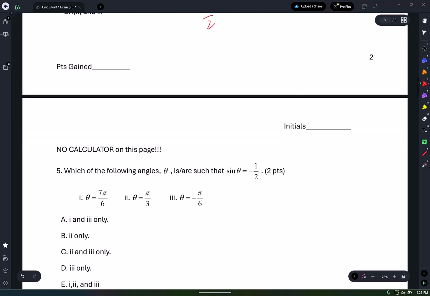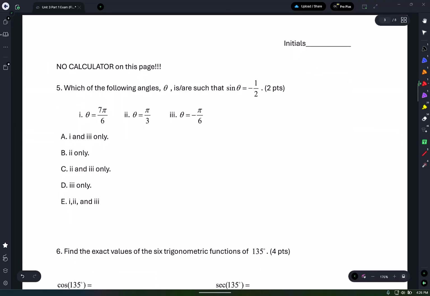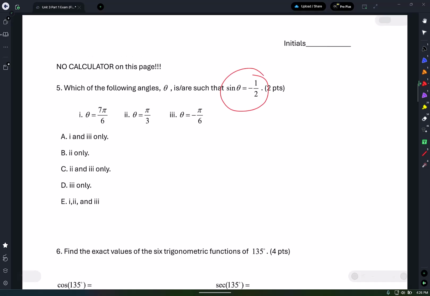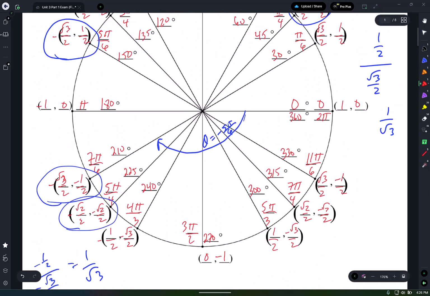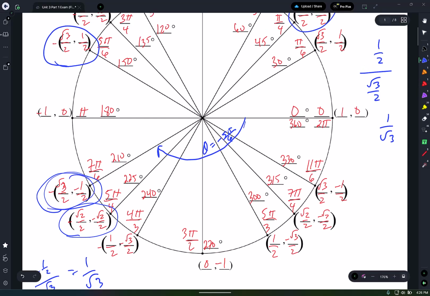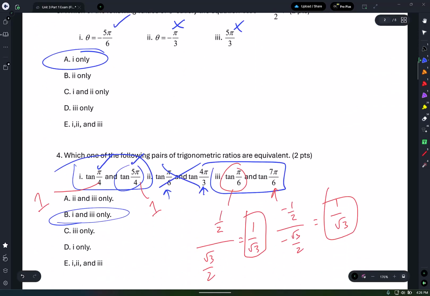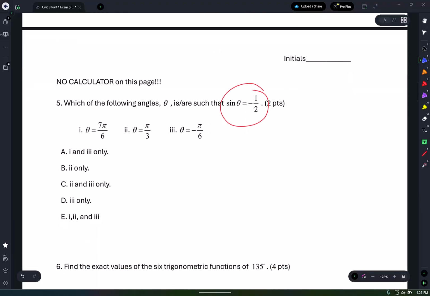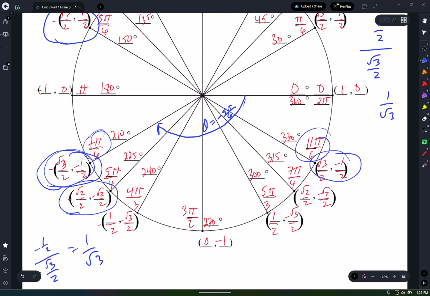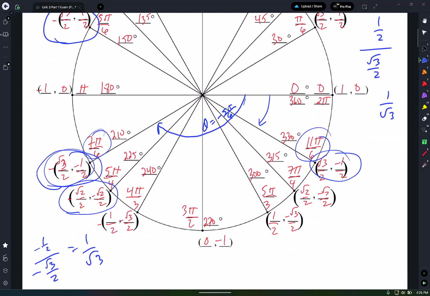All right, this next one here. Which of the following angles theta is such that sine theta is a negative half? So I'm going to look on my unit circle where sine is negative. It's in quadrant 3 and 4. And I see this one, and I see this one. So notice that the denominator is a 6. So I'm looking for a denominator of 6. So let's see. 7 pi over 6, yes. Pi over 3, no. Negative pi over 6, yeah, that's a 1. Because if I go clockwise right here, that's the same thing as 11 pi over 6.